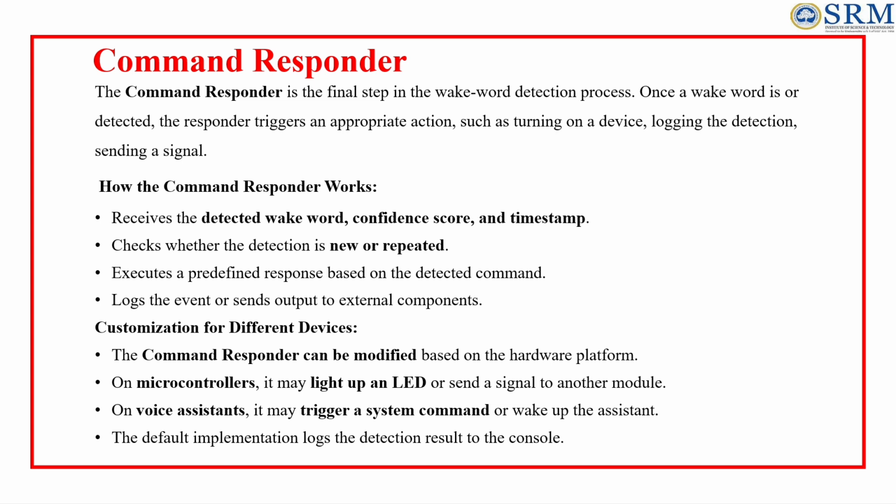Here's how it works: it receives the detected word along with its confidence score and timestamp. Then it checks whether this is a new detection or simply a repeat. If it is valid, it executes a predefined response, like flashing an LED, sending output to another module, or recording the event in a log.